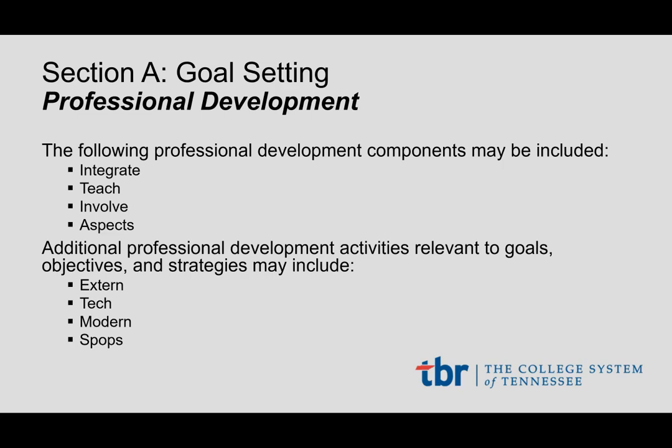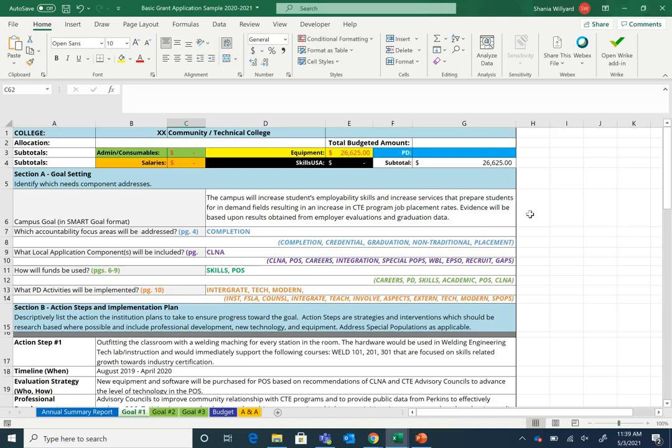Refer to the Perkins V Local Application Guide for definitions of each item and more information on completing the basic grant application. Let's take a look at a sample application where Section A, Goal Setting, has been completed. Here we see the SMART goal, the Accountability Focus Area, the Local Application Component, Use of Funds, and Professional Development Activities.